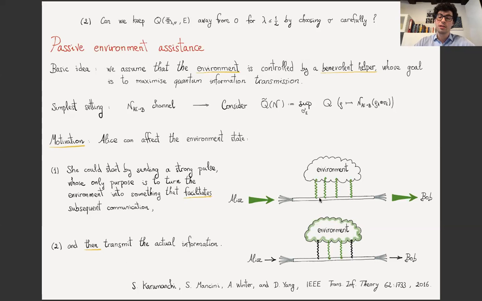Of course, there are several ways Alice could do this, and it's not clear that she can actually reach every possible state of the environment, but for the sake of the argument, let's say that she can. So she can affect the environment in any way she wants, just to benchmark the ultimate performance of this passive environment assisted scheme.